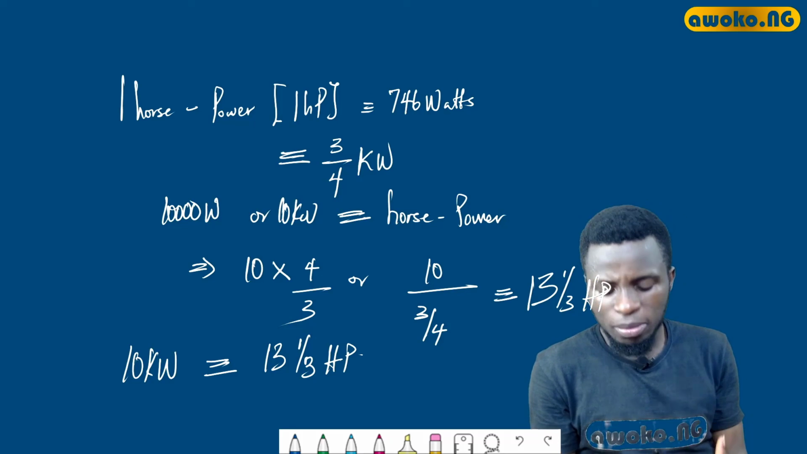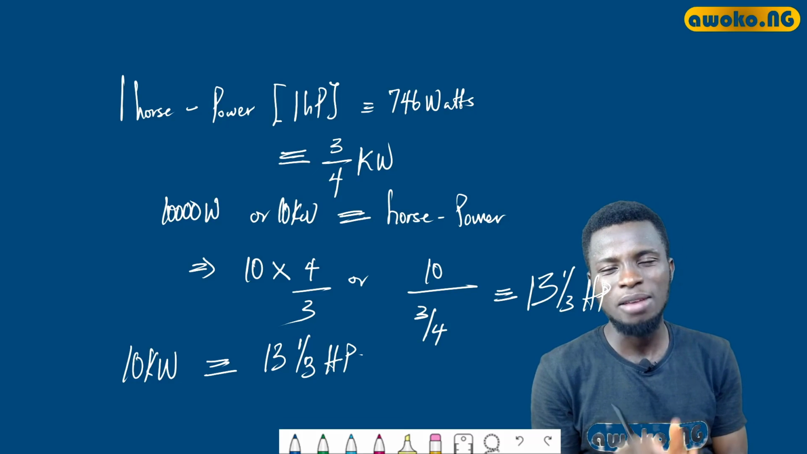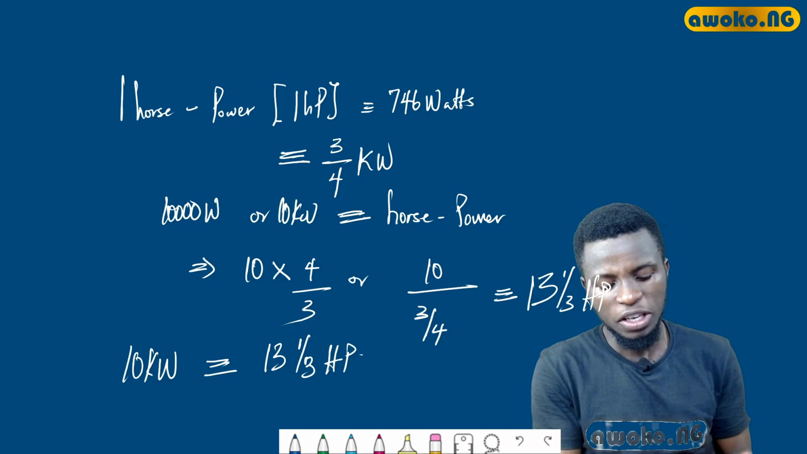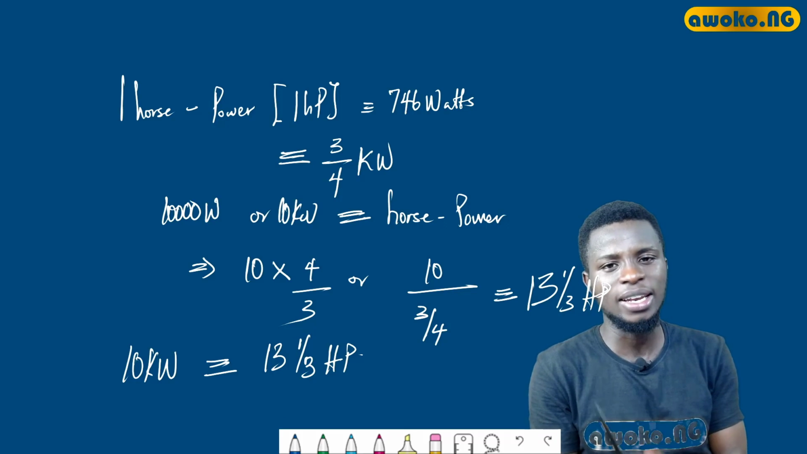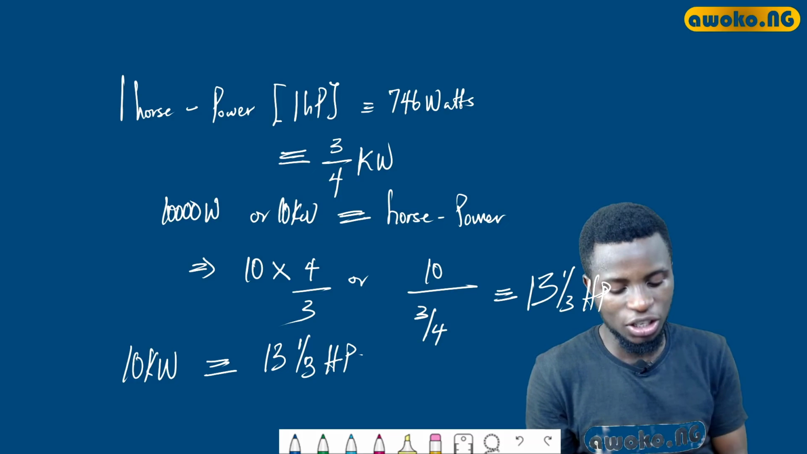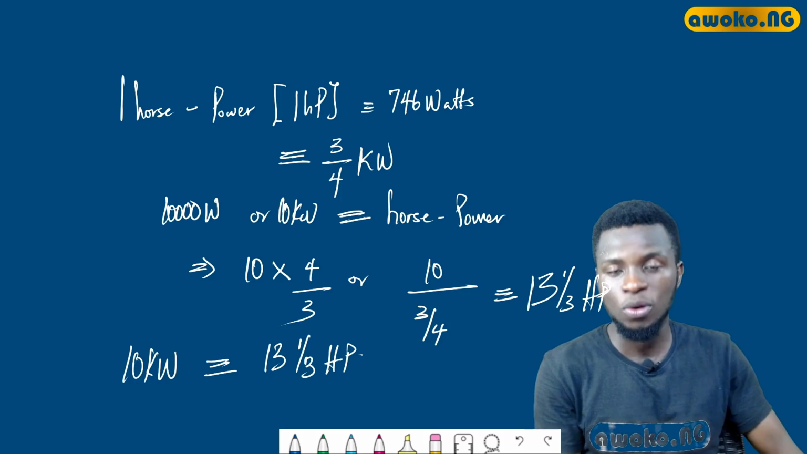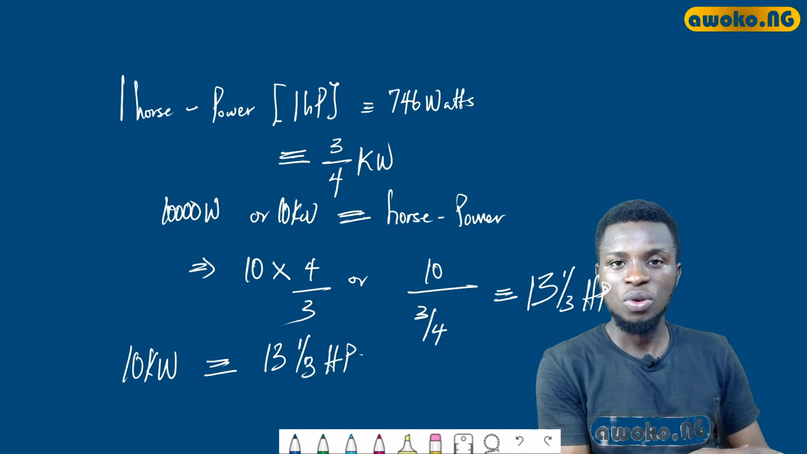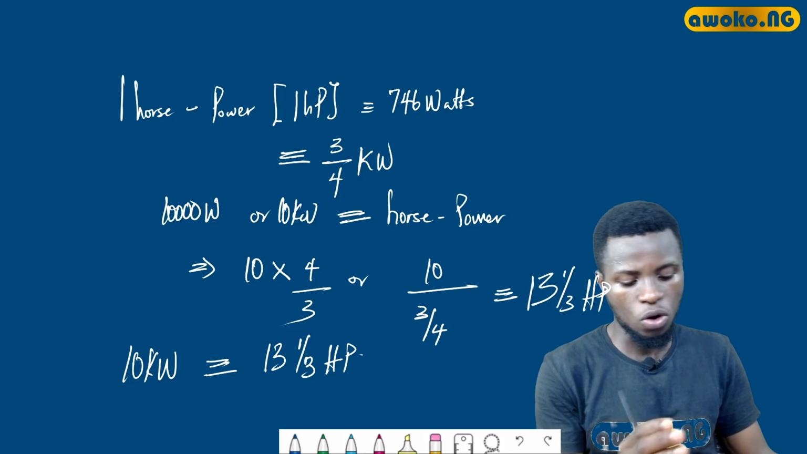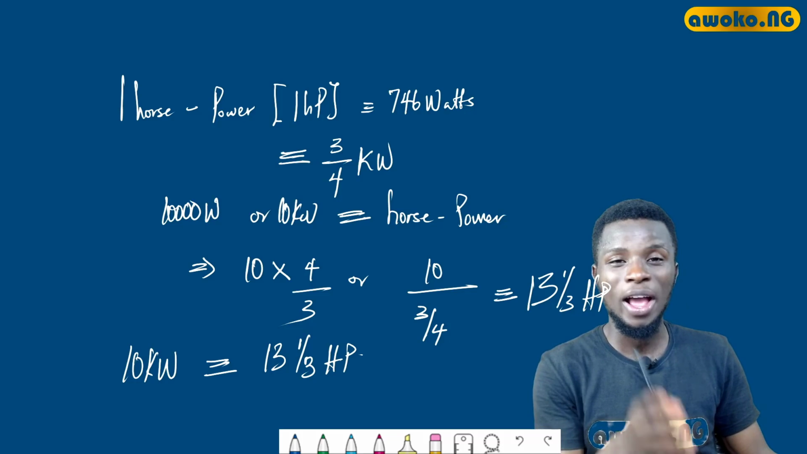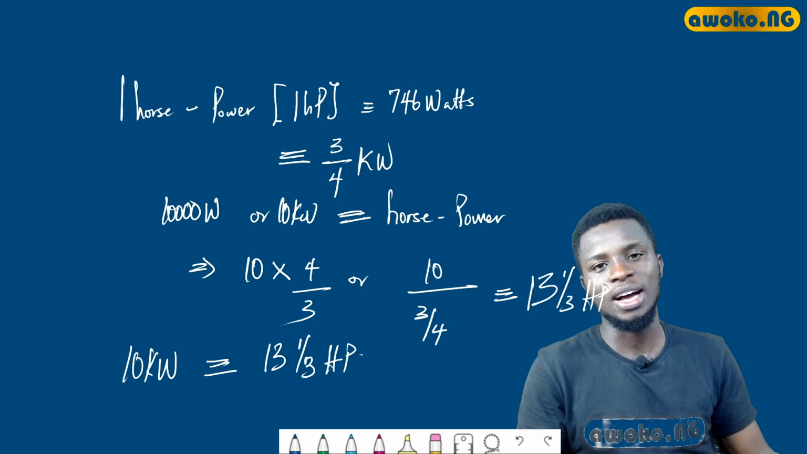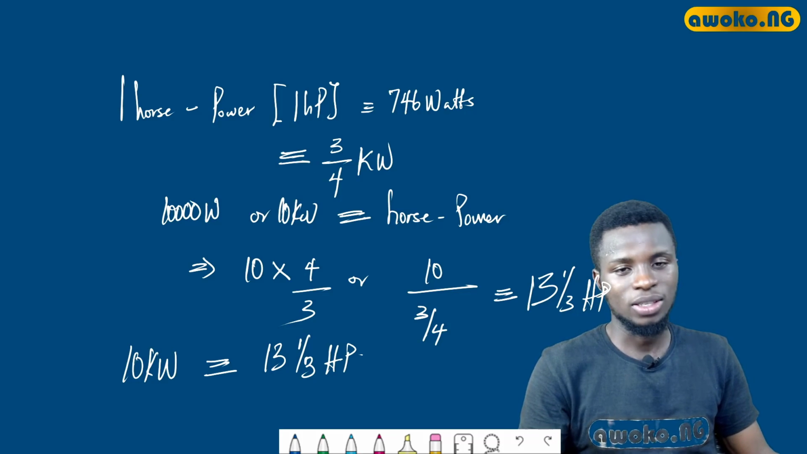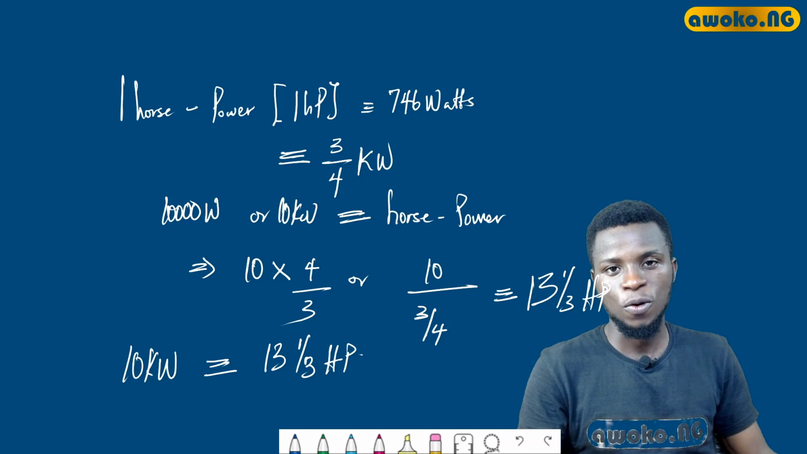James Watt therefore figured out a mathematical way of equating the horse's energy to the energy of an engine. Therefore, the horsepower was invented, and I gave the equivalence of horsepower. I said 1 horsepower is equivalent to 746 watts or 3/4 kilowatts.